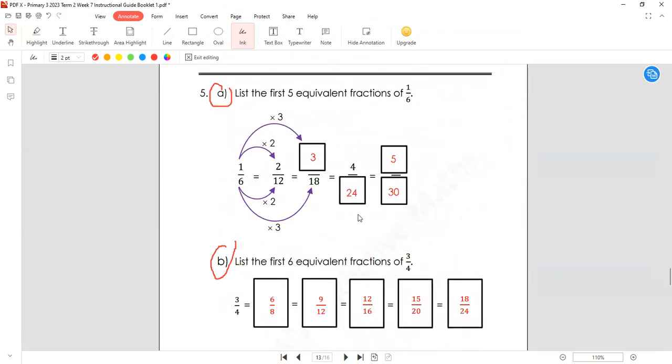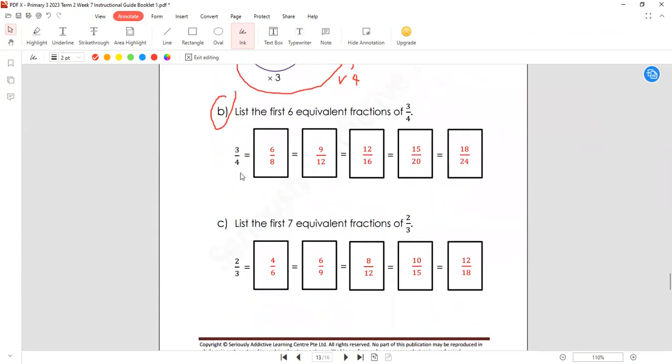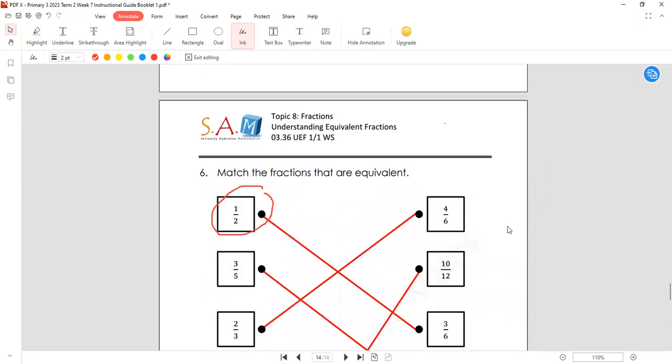And then 5a, list 5 equivalent fractions. So this is basically just going down the times table, times 2, times 3, and the next one will be times 4, right? And so on. And then times 5, times 6 if they're further on. This one they have to do on their own. So same thing, use the method, times 2, times 3, times 4, times 5, times 6.